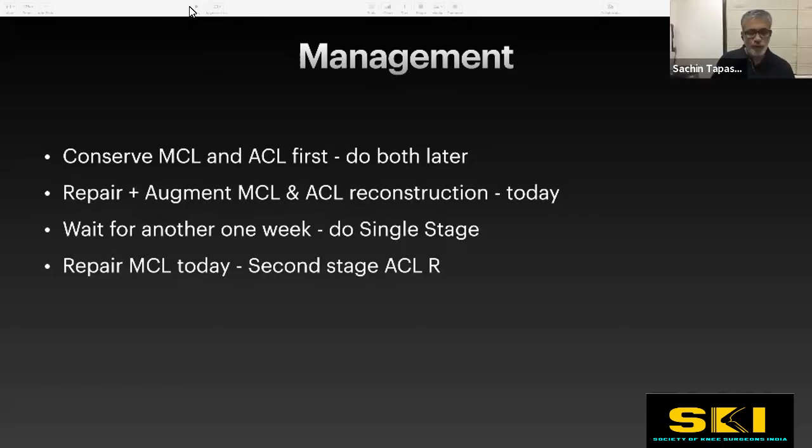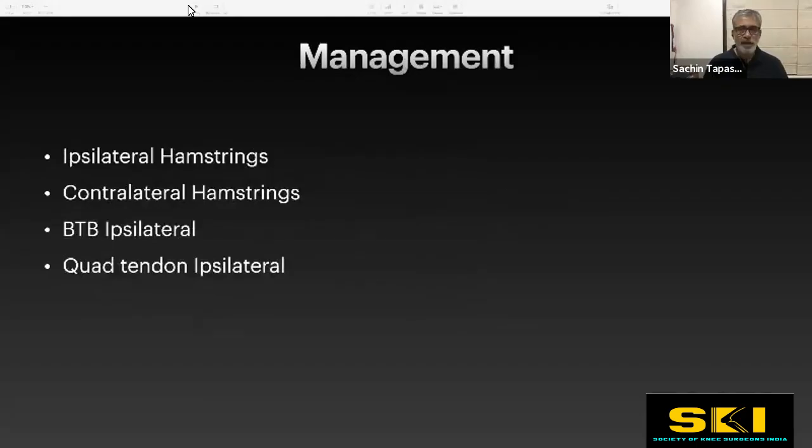Okay, so for all of those who are doing a single stage procedure, I'm going to ask you what will be the choice of graft for your ACL reconstruction. The choices are: choice 1, ipsilateral hamstrings; choice 2, contralateral hamstrings; choice 3, ipsilateral BTB; choice 4, ipsilateral quad tendon. Bhushan, what is your choice? 1, 2, 3, or 4?